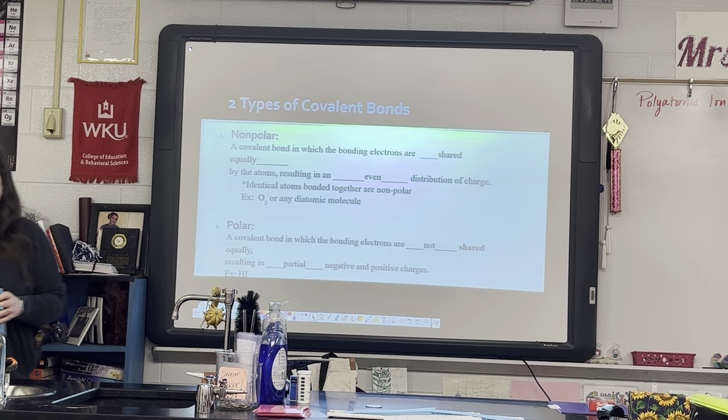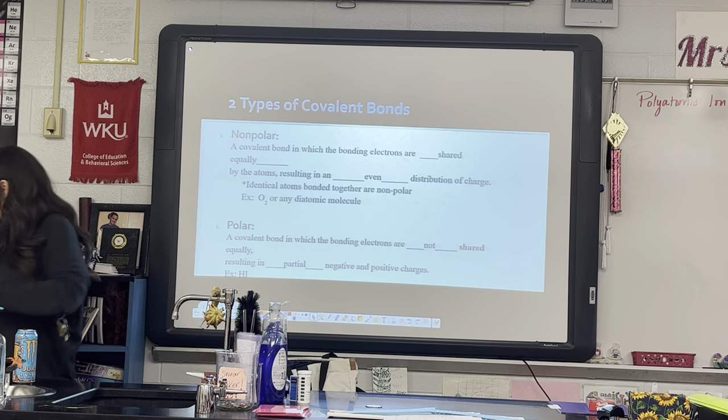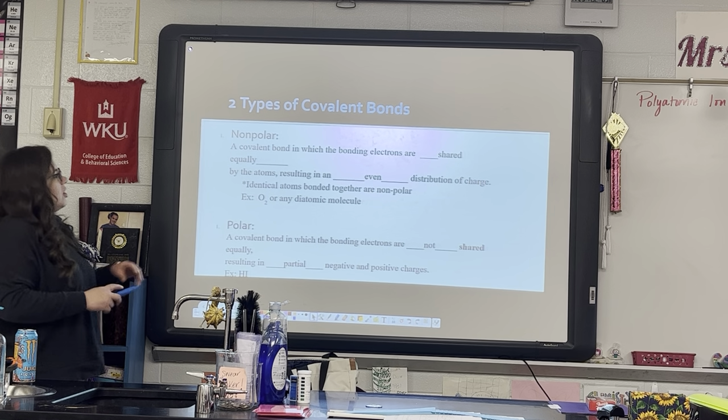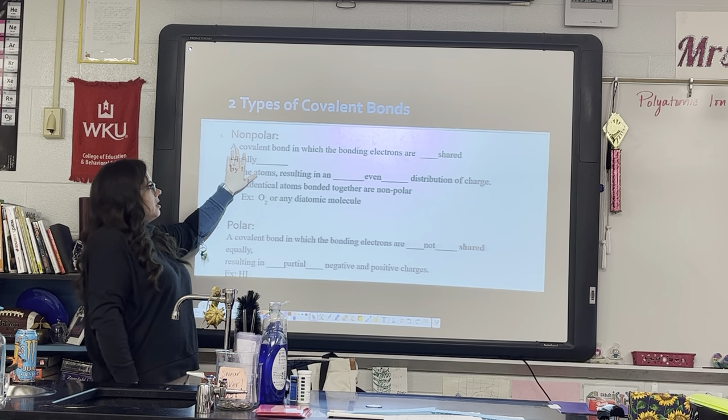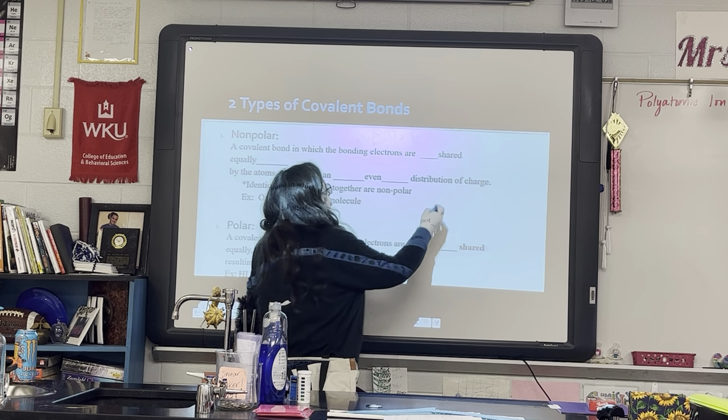All right. So there's two types of covalent bonds. The first one is a nonpolar covalent bond. Nonpolar. So a nonpolar covalent bond is a covalent bond in which the bonding electrons are shared.